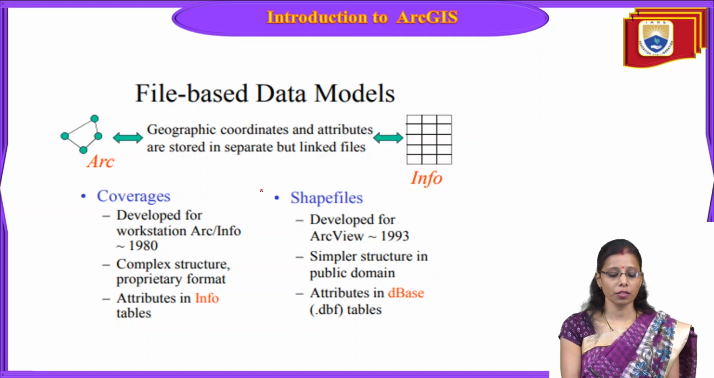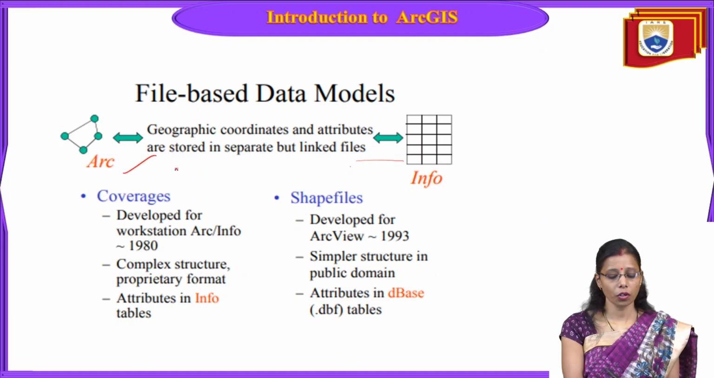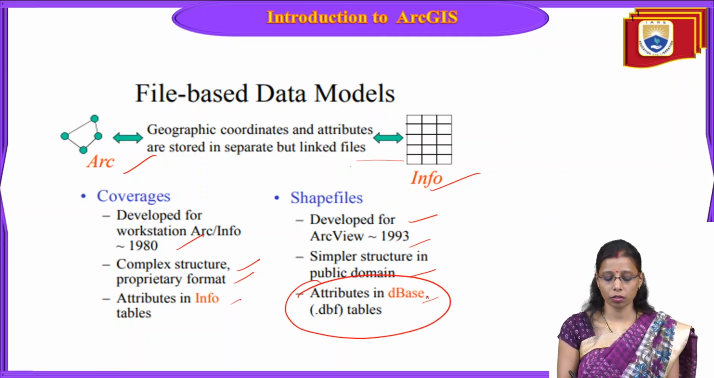So in file-based data models, the geographic coordinates and attributes are stored in separate but linked files. The file databases in this software are, in Arc Info, coverages, and in ArcView, shapefiles. Coverages were developed for workstations in ArcInfo in 1980, with a complex structure, proprietary format, and attributes in info tables. Shapefiles were developed for ArcView in 1993, with a simpler structure in the public domain, and attributes in dBase. dBase is the geodatabase tables, so these attributes are non-spatial.